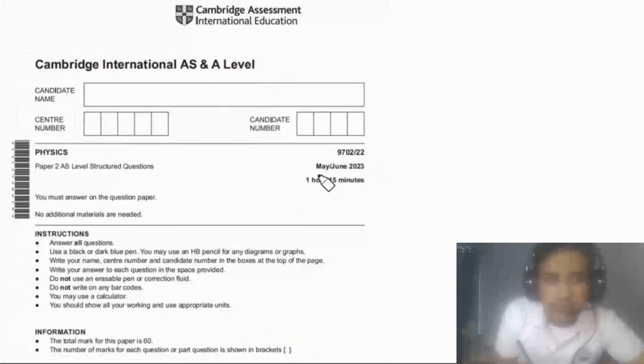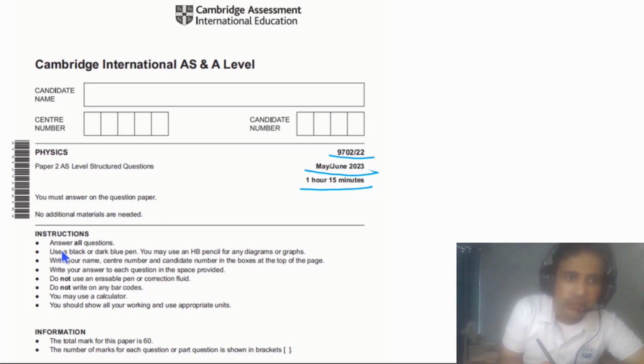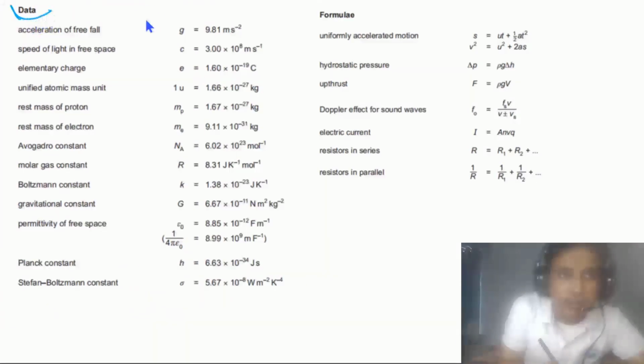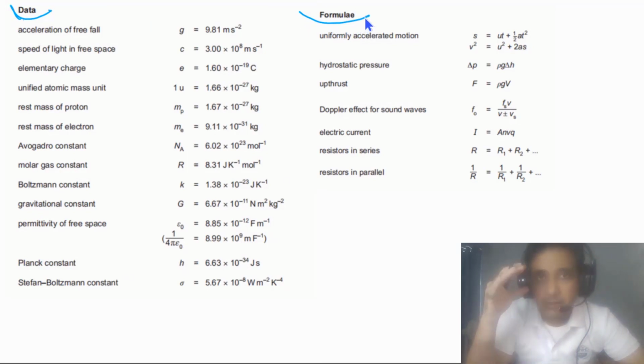In today's lesson, we are talking about May June 2023, paper 2, variant 2. Total time for this exam is 1 hour and 15 minutes and you need to answer all questions on this paper. And total mark for this paper is 60. On the second page of the exam paper, important data and some basic formulae are given. If you need the value of any constant or any formula, you can come to the second page of your exam paper.